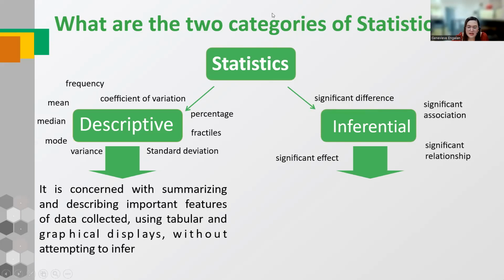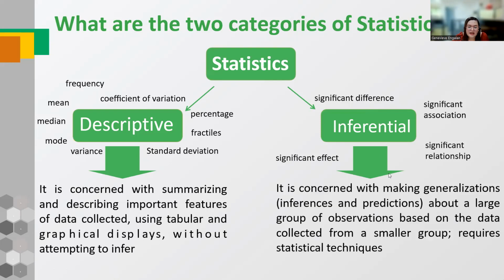Rosemary said describing the whole sample, ma'am. That was her answer. So this kind of statistic is a descriptive statistic. Patricia's answer earlier was analyzing data. So here her meaning is inferential statistics.